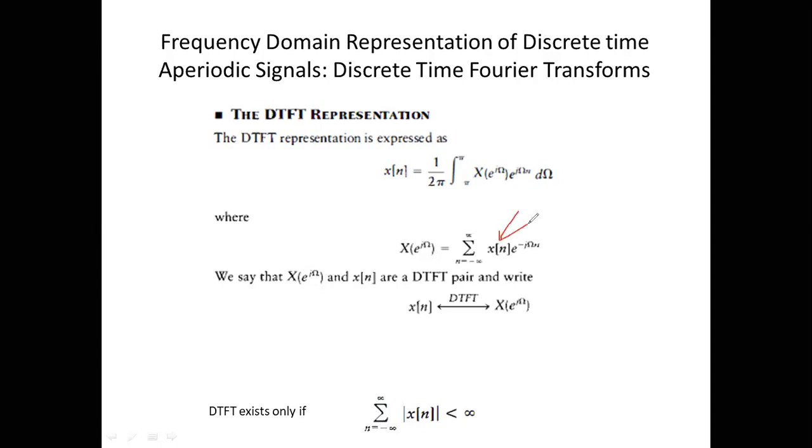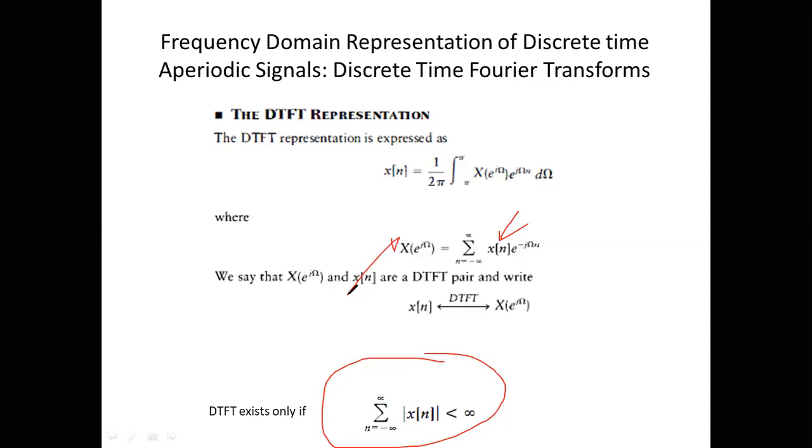Okay, it exists only for this particular case where the summation of x of n gives a finite quantity, or at least the squared sum of x of n gives you a finite quantity. Otherwise, this X of e to the power j omega, the DTFT, does not exist at all.